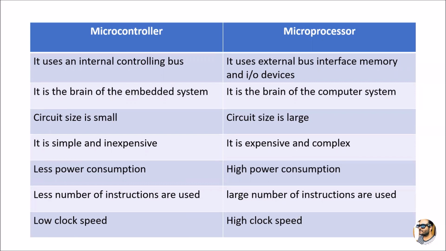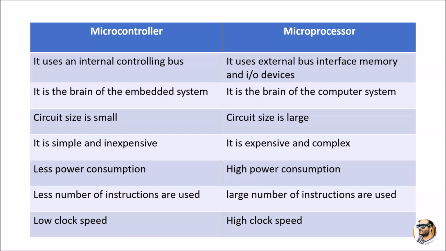Now coming to the microcontroller, it is the brain of an embedded system. An embedded system is nothing but a combination of hardware and software which is designed for a specific task. So mostly embedded systems are manufactured with a microcontroller as the brain. Now coming to the microprocessor, it is the brain of a computer system. Mostly all the PCs and computers use a microprocessor for multitasking.